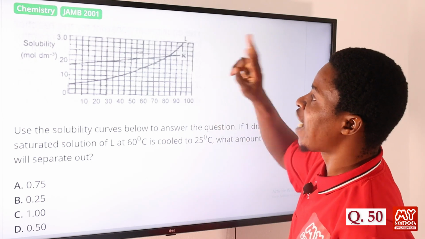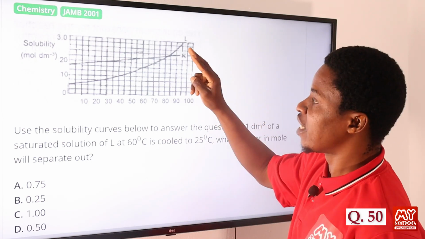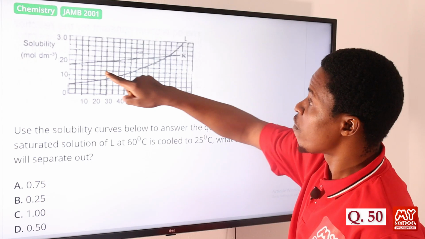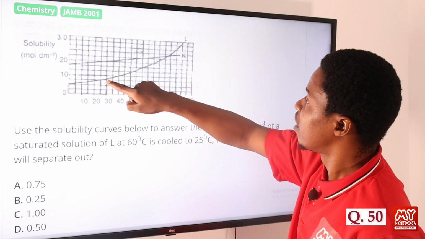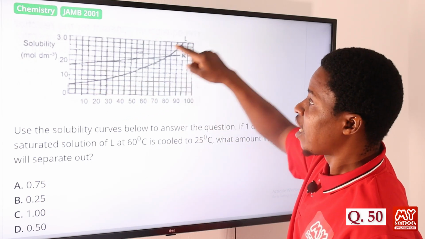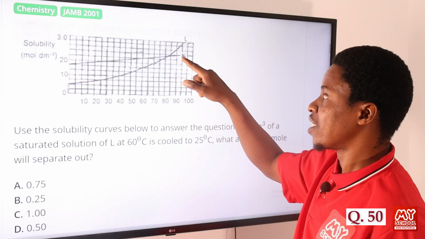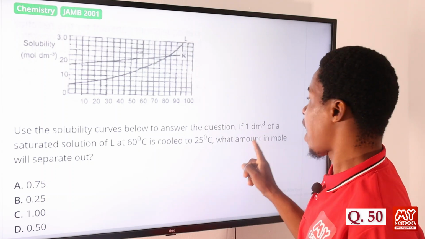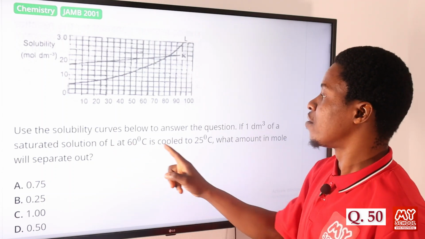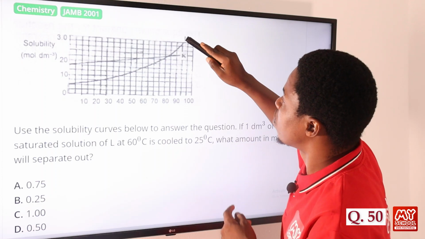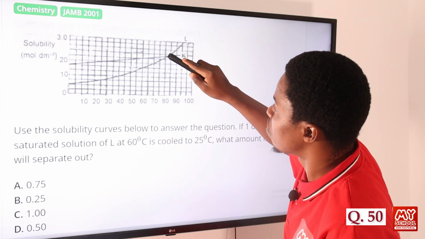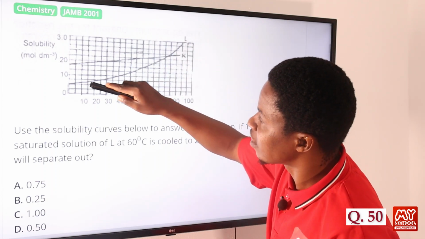So we look out for, there are 2 slopes here. There are 2 curves here. This is the first curve here, which is L, and then we have this one that is K. Our area of concentration is not K because we're asked for L at 60 degrees. So this is L. We are only going to take cognizance of this curve, which is what we are looking at eventually.